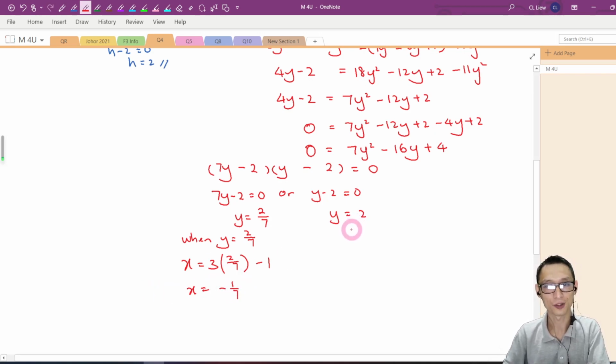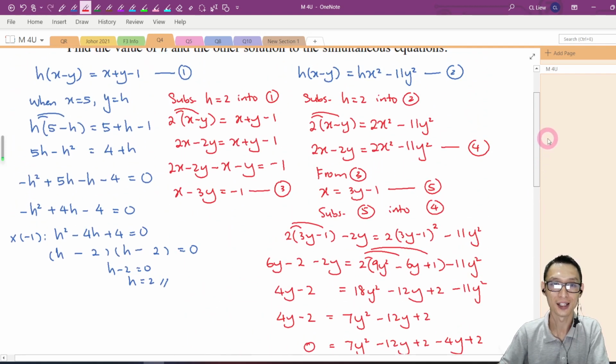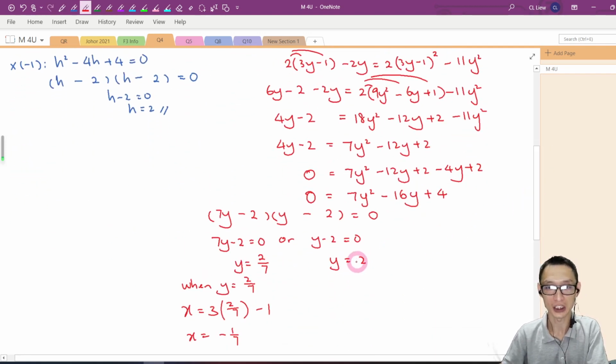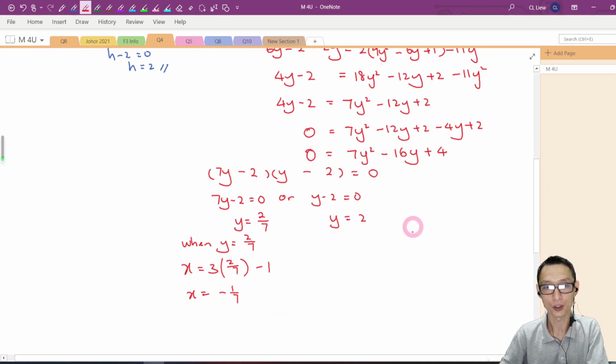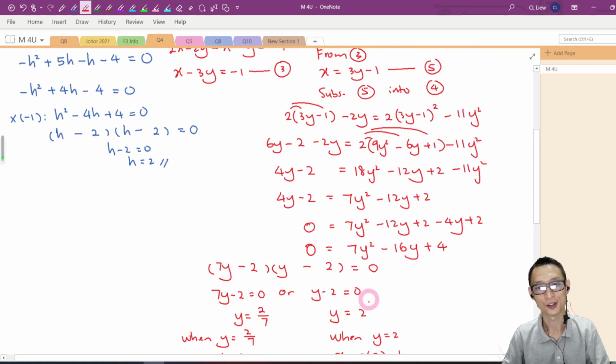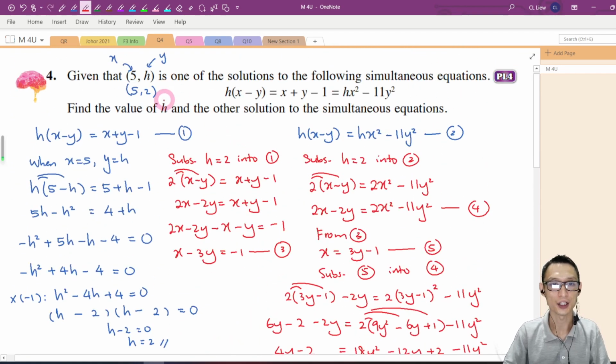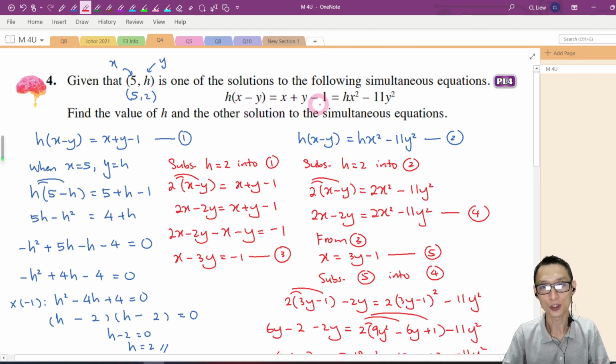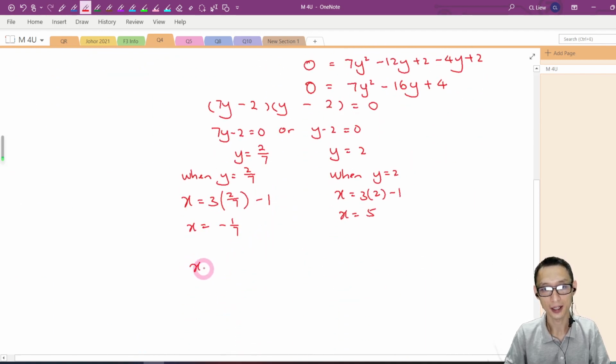How about this one? So before calculating, we know that the answer, actually we don't have to find this, we don't have to continue doing this one because we already got the other solution here. So let's say if you want to continue doing it this way, when y equal to 2, so same thing, x is equal to 3y minus 1, x is equal to 5. So this is a solution given by the questions. So the other solution will be x is equal to negative 1 over 7, y is equal to 2 over 7.